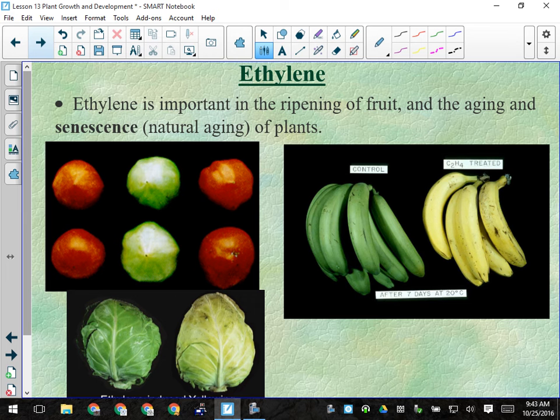Ethylene, it's not really a hormone; it's a gas. It's a gas that is produced that causes the ripening of fruit. Bananas produce tons of ethylene gas. That's why there's the banana principle. You guys ever heard the banana principle?